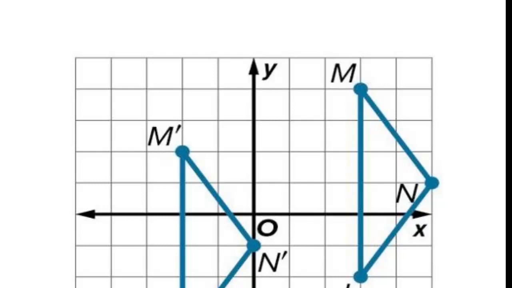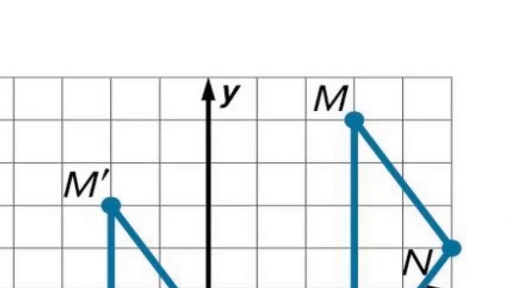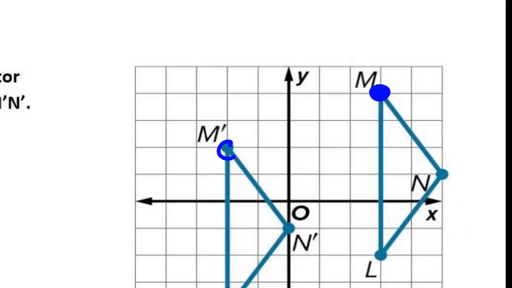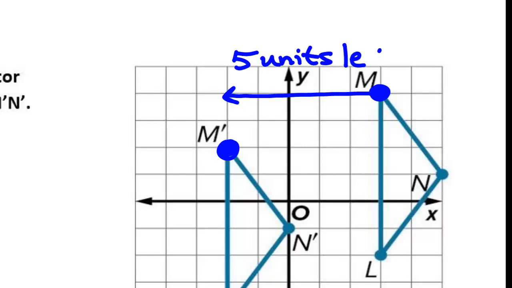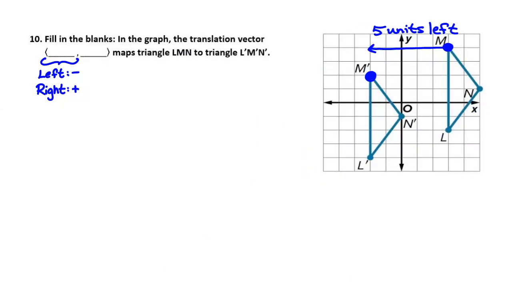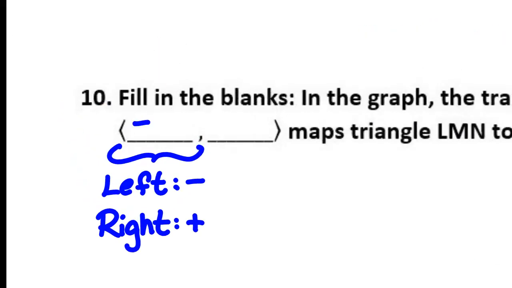You guys okay if I go with M and M prime? Okay. I always start at the one that doesn't have the little prime. That's my beginning one. And I'm going to move towards the one that does have the prime. So I'm starting right over here. To get from M to M prime, would I go left or right? I'm going to go left. How far left? 5. We're going to go 5 units left. So what number would I use to represent that? Negative 5.